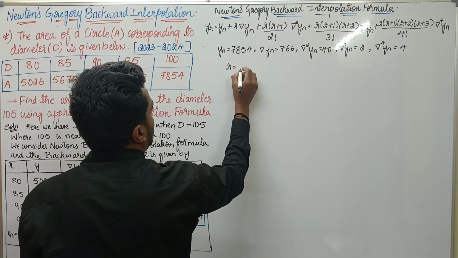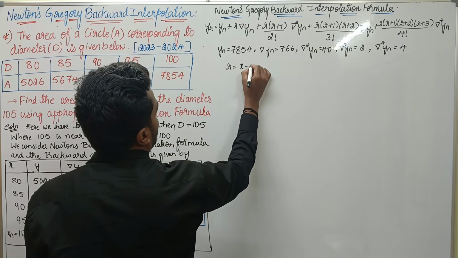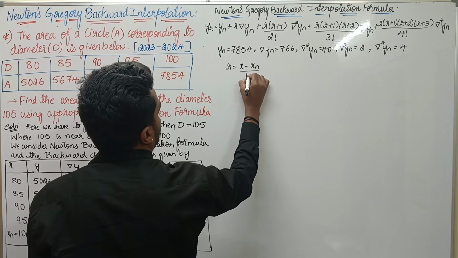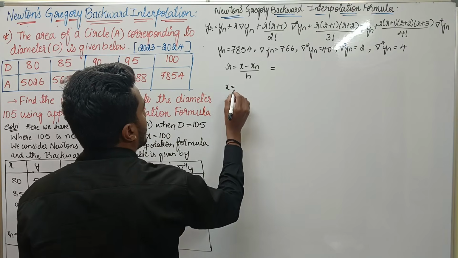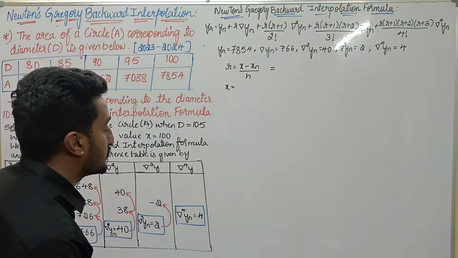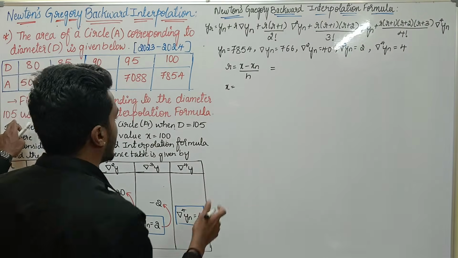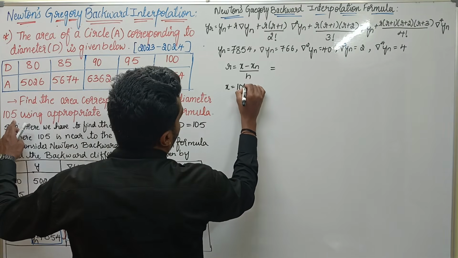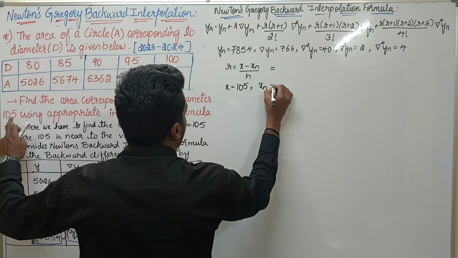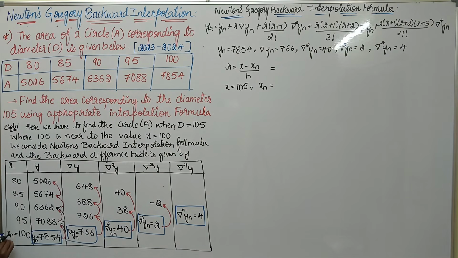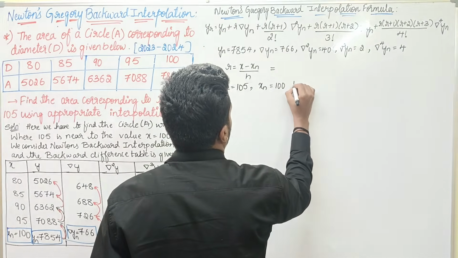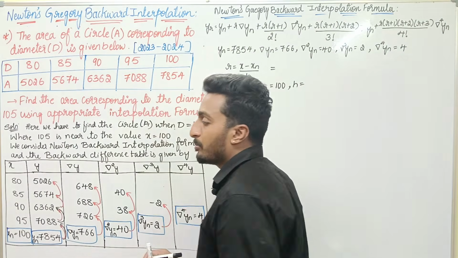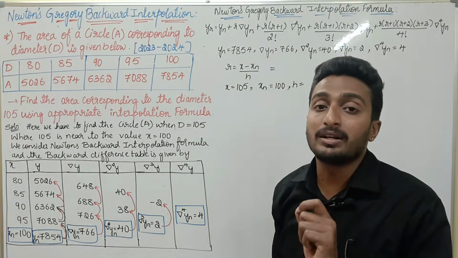What does the value of r represent? r represents x minus xn by h, where x represents the value that I need to find, that is 105. And xn represents 100, and h represents the common interval or common difference.